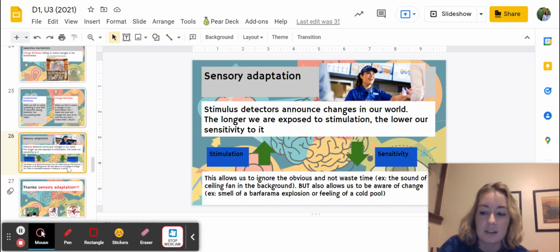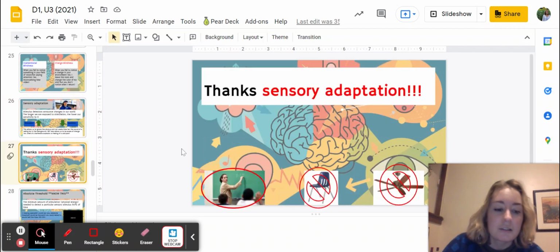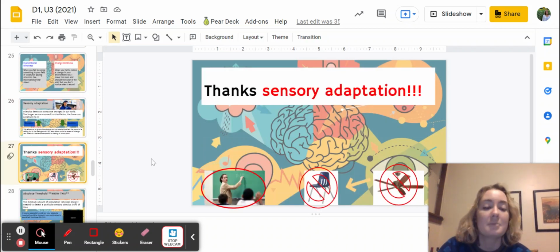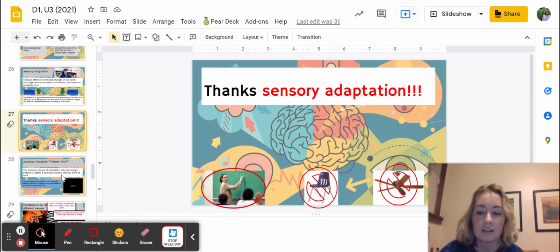So that's sensory adaptation. That's what allows you guys to listen to me blabber on and focus on what I'm doing and not focus on the feeling of your chair or the fan or the lights or whatever, because you're used to that. So thanks to selective attention and sensory adaptation, you can focus on what you need to.